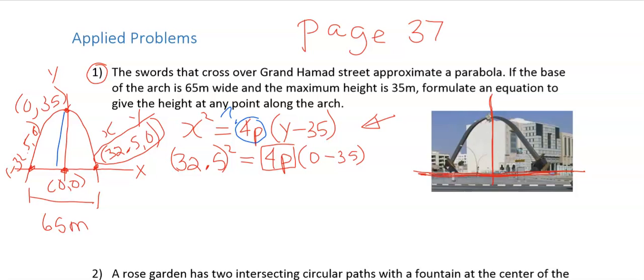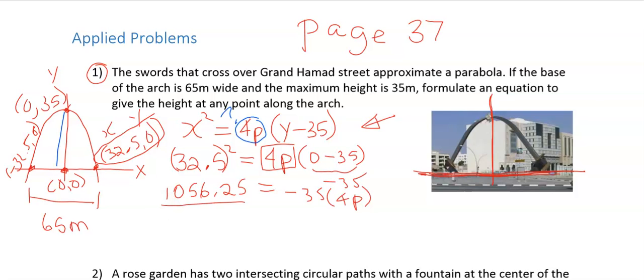Okay, 32.5 squared. Let me see. What will I get on my calculator? Let me grab my calculator and see what I get. 32.5 squared. I get 1056.25. 1056.25 is equal to, now right here, this little piece, well folks, that's just negative 35. So I'm going to put the negative 35 in front of 4p. Don't multiply that out. It's not really necessary to multiply that out.